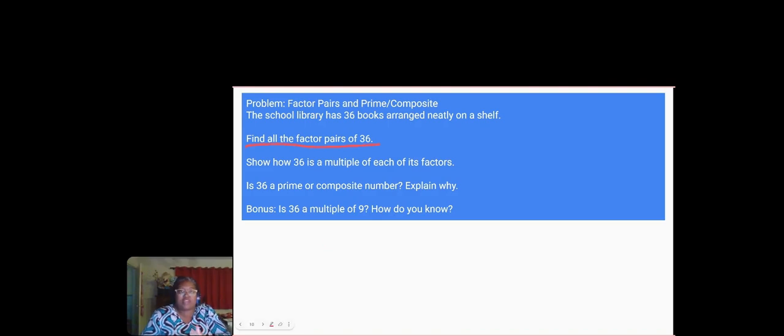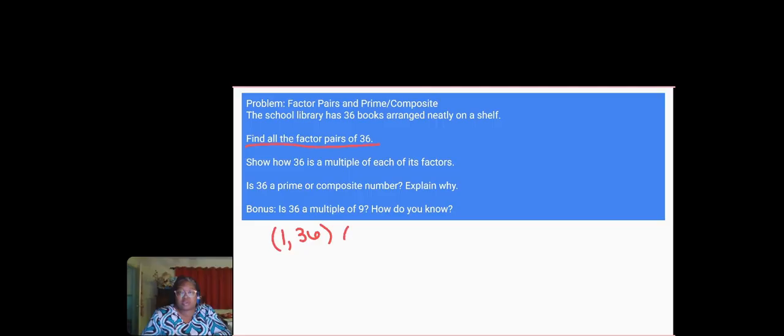Well, when we're looking at factor pairs, we're trying to find two numbers that will multiply to give us the other number. So, for example, every single number is going to have 1 as a factor, and then the other number will be that number. So, one factor pair of 36 would be 1 and 36, because 1 times 36 equals 36. That's what should happen with factor pairs. If you multiply them together, they should give you the number that you're looking for.